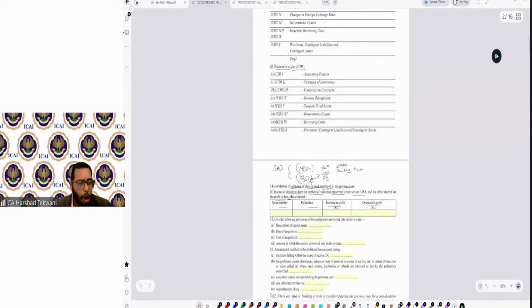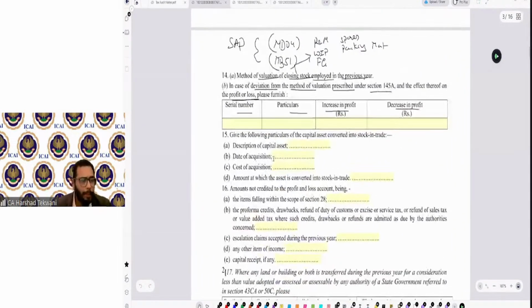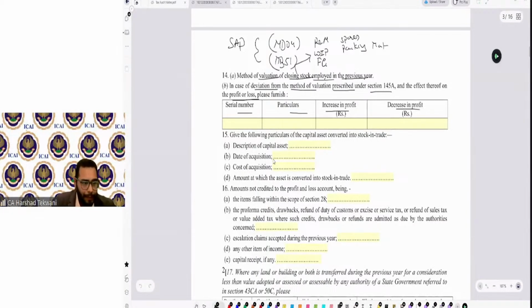What does clause 15 say? Clause 15 talks about giving the following particulars of capital asset converted into stock in trade. We are required to give these particulars in a format, which requires description of capital asset, date of acquisition, cost of acquisition, amount at which the asset is converted into stock in trade. A pretty simple clause. Here we are required to provide details with respect to the conversion of capital asset into stock in trade.